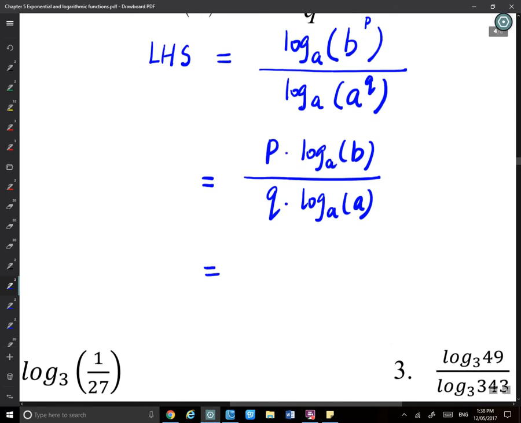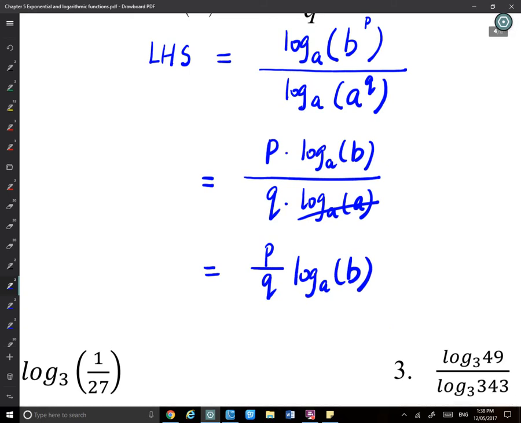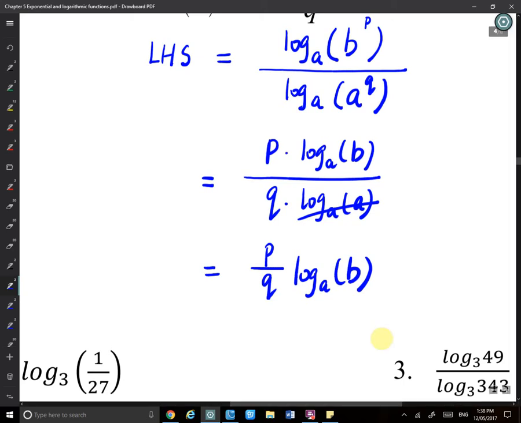So log AA equals 1, so here is 1. That is just P on Q log AB. Okay, that's how we prove that. And that equals the right hand side.